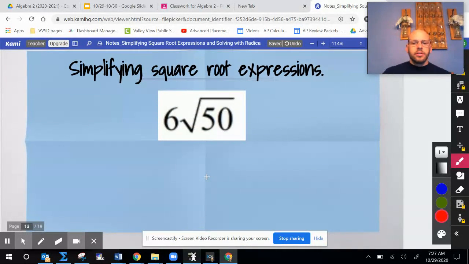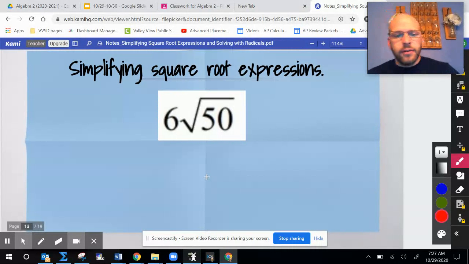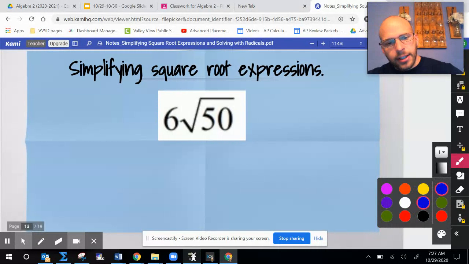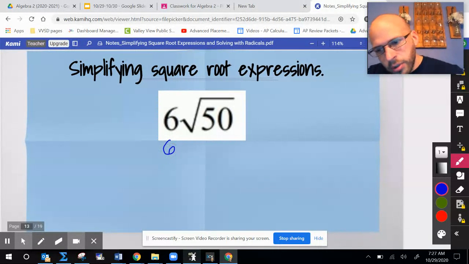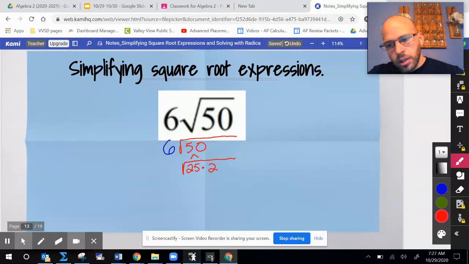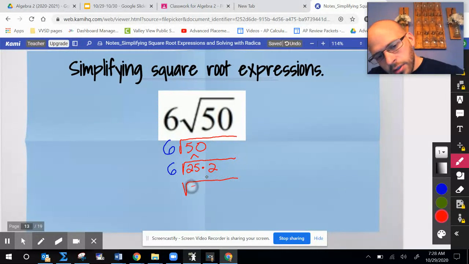All right. So now I have one with a 6 out front. So I want to show you how to go about this. We do everything the same. I'm going to try to color code this the best that I can here. So I'm going to make the 6 blue, and I'm going to make the square root of 50 red. Now I'm going to break down the square root of 50 to 25 times 2, and there's a 6 out front still. Now I can break down the 25 even further into 5 times 5 times 2.